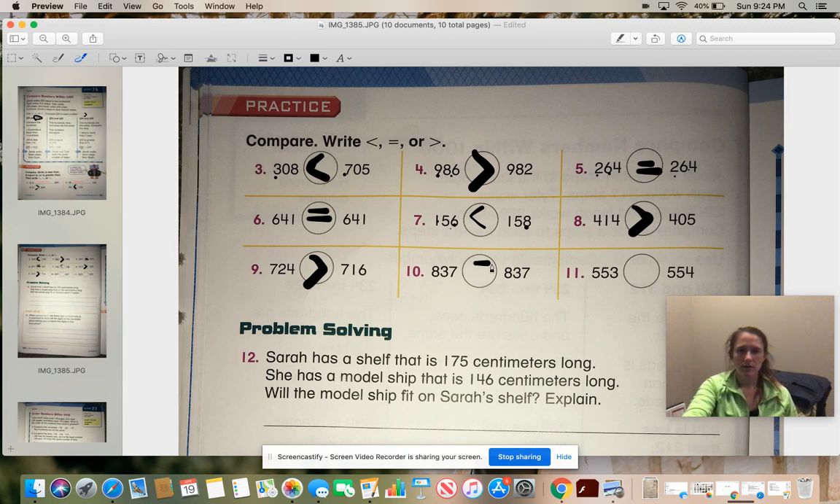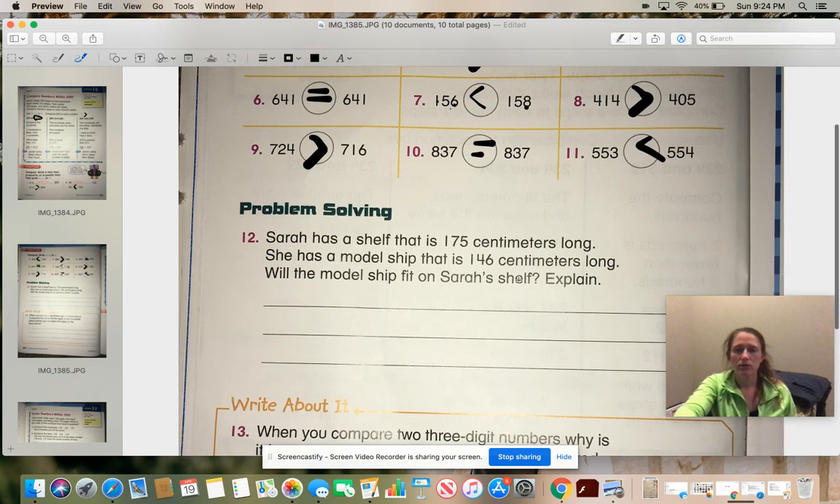837 and 837, those are equal to. And then 553 and 554. This one is greater. So I want you guys to practice. Don't just write the sign and keep going. Stop and take a moment. Let's read this one together. We're not just going to say 553 is smaller than 554. No, we want to use our new vocabulary. So we want to say 553 is less than 554. Remember, that looks kind of like a sideways L. So you want to say less than, okay? So don't just write down the sign. I want you to know what those signs mean.